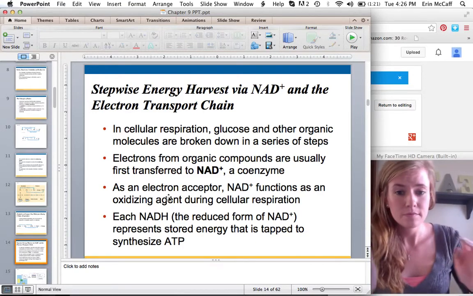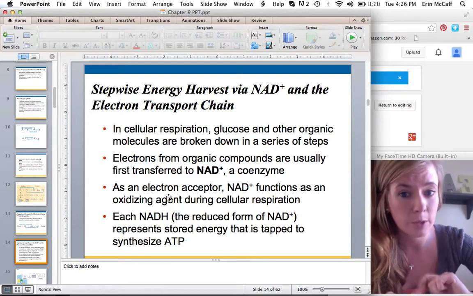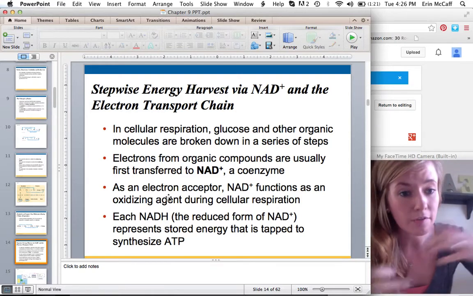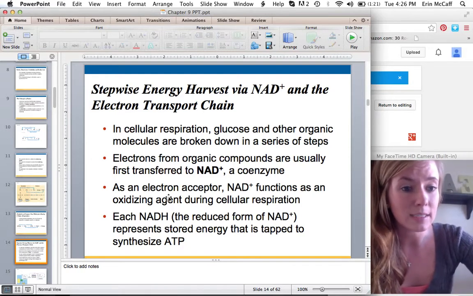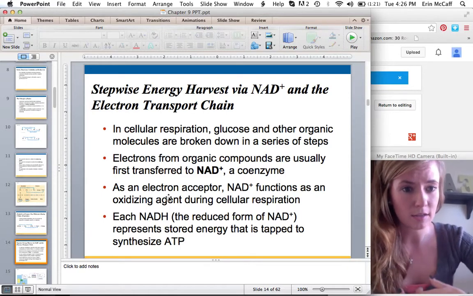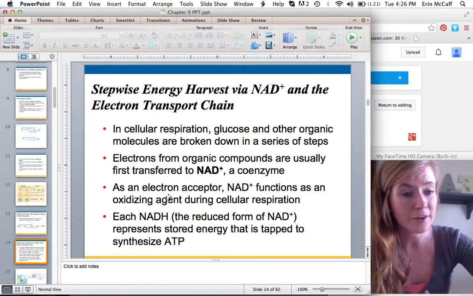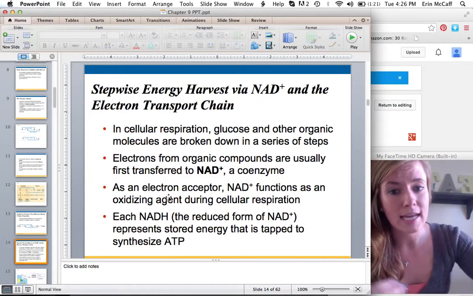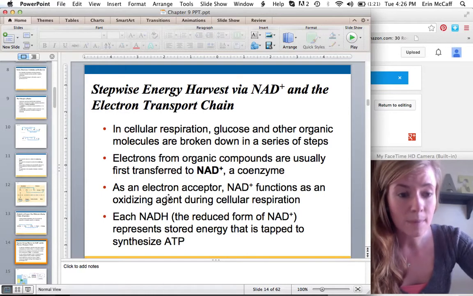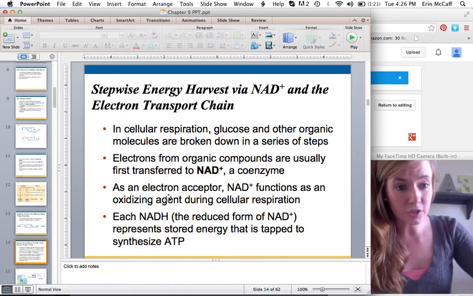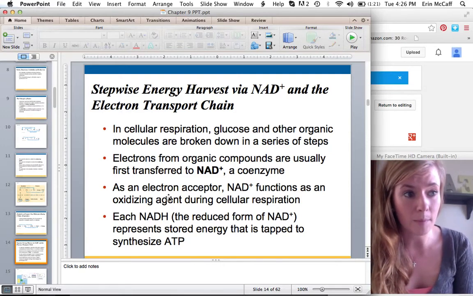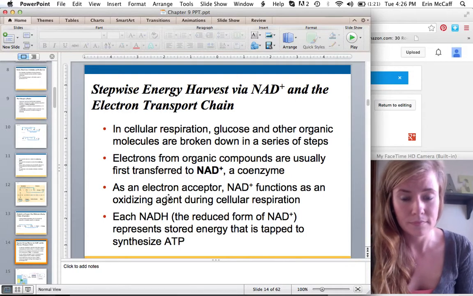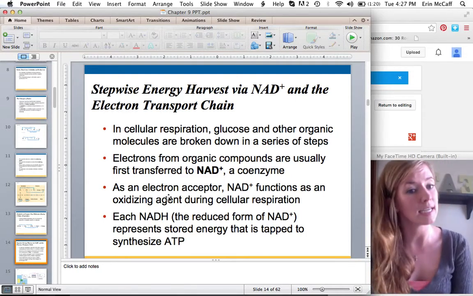But basically, the electrons are transferred from the organic compounds, so they get oxidized. They're giving up their electrons, and they get transferred to another molecule called NAD+, which is a coenzyme. The NAD+ just accepts the electrons, and it's going to be an electron carrier. It's going to take them someplace else. So since the NAD+ gains an electron, it becomes NADH. It's no longer positive. It got reduced. So that NAD+ gets reduced while the organic compound gets oxidized. So NAD+, since it gets reduced, is the oxidizing agent.